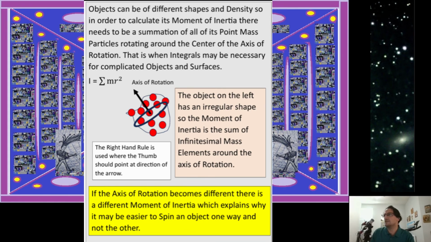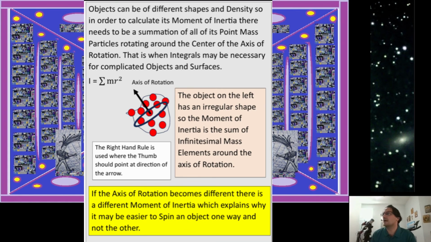The object on the left has an irregular shape, so the moment of inertia is the sum of infinitesimal mass elements around the axis of rotation. The right-hand rule is used, where the thumb should point in the direction of the arrow. So if you want to demonstrate a rotation in physics, the thumb should point in the direction of the angular momentum vector, where the four fingers point in the direction that the object is rotating. So you just go like that.